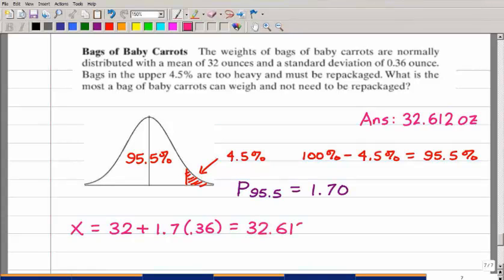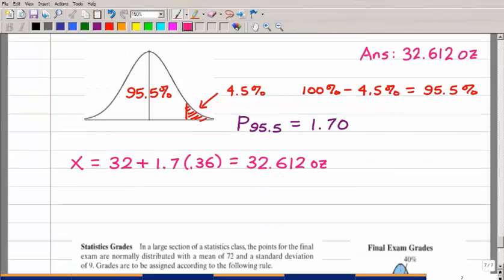Now, it doesn't specify a certain number of decimal places, so I would just use that. In other words, if it weighs that amount or higher, we'd want to break the package open or repackage the carrots. Anything less than that, we're good to go.